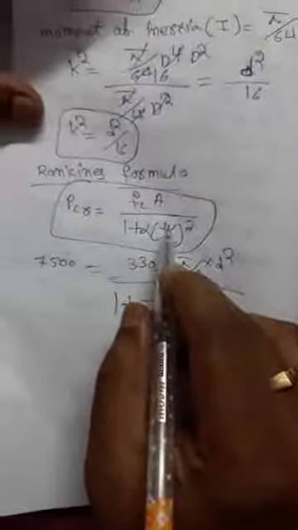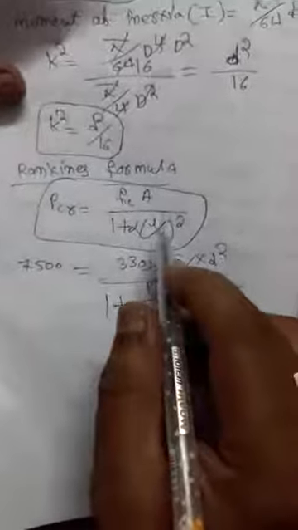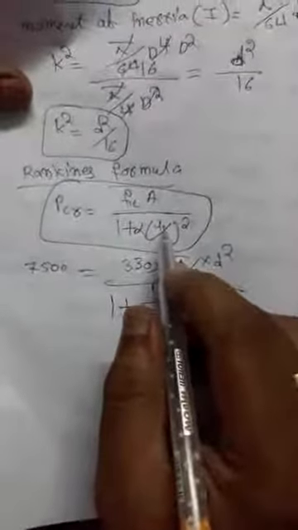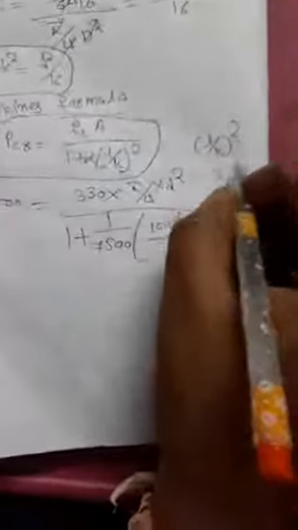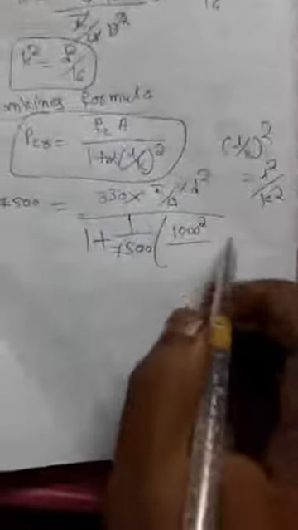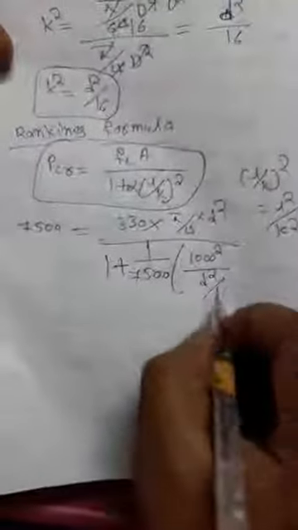Okay, and here you have to substitute equivalent length value, not actual length. Why? Because here given end conditions, that is both ends are fixed, and you have to substitute equivalent length only, not actual length. That is, equivalent length is nothing but 1000. So 1000 square, and k square. So this is L square by k square. L by k whole square is nothing but L square by k square. So L square is nothing but 1000 square, and k square is nothing but d square by 16.